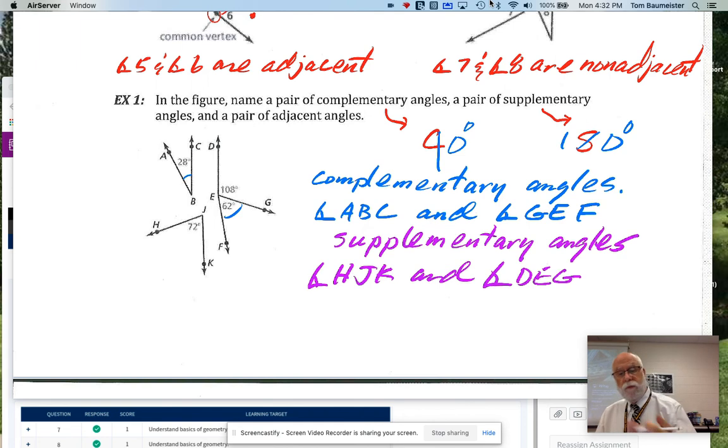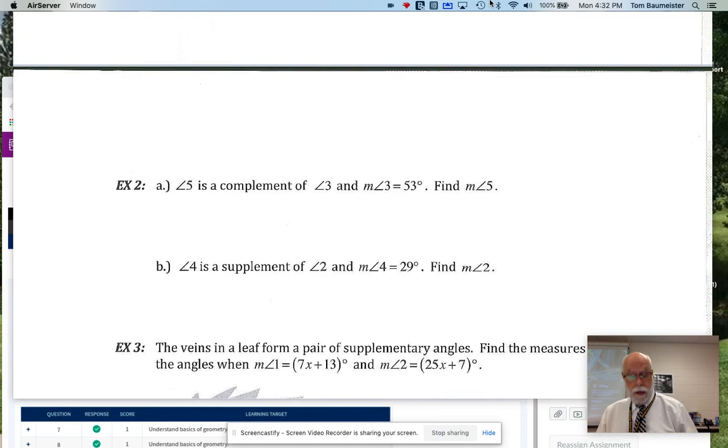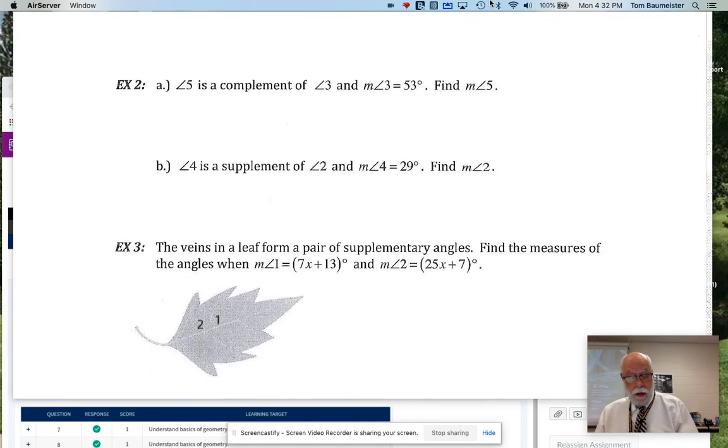All right, and again, if you added them up in your calculator, you would see that they do equal 180 degrees. Okay, example 2 says, let's see, angle 5 is a complement of angle 3, and the measure of angle 3 is equal to 53 degrees. Find the measure of angle 5.